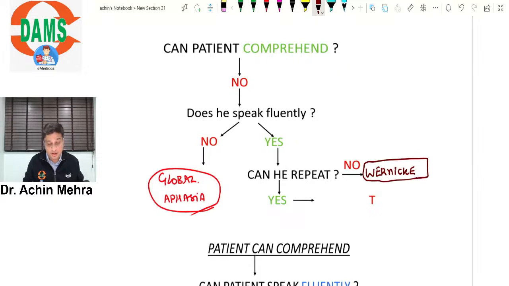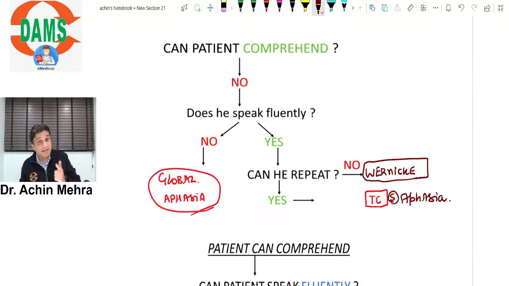Then, can your patient repeat with you? Yes, he can repeat. He can speak, but he cannot comprehend. That means he is a brother of Wernicke's due to the damage in the sensory speech association area. That's your transcortical sensory aphasia. Got it? He can speak, he can repeat, but he cannot comprehend. Transcortical sensory aphasia.